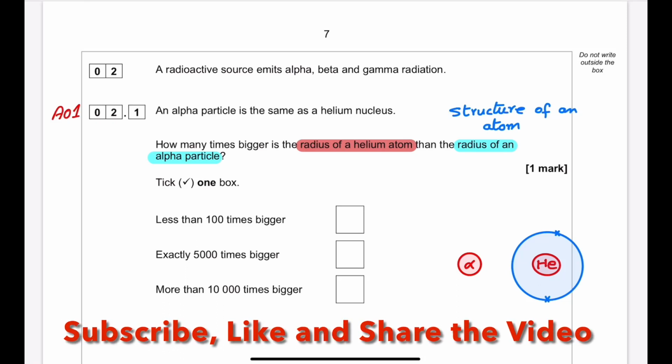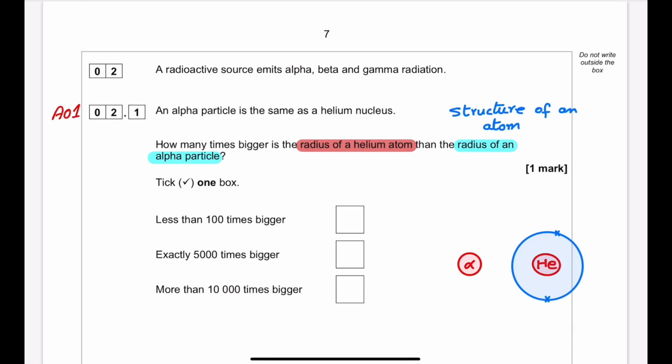Question number 2. A radioactive source emits alpha, beta, and gamma radiation. 2.1 is an AO1 question. An alpha particle is the same as a helium nucleus. How many times bigger is the radius of a helium atom than the radius of an alpha particle? Tick one box. So we have three different options here.